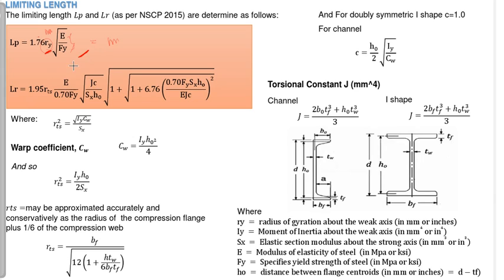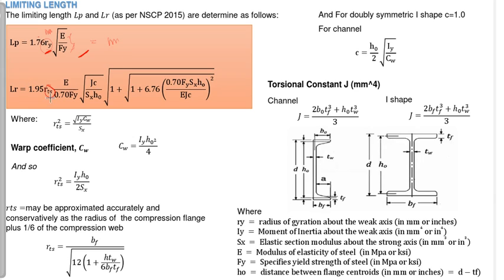So, meron tayo ditong RTS. Okay. So, ano yung RTS natin? RTS is actually also a radius of gyration. So, saan ulit nangyayari yung lateral torsional buckling? On which part of our section? Diba sa compression zone lang nangyayari ang lateral torsional buckling?